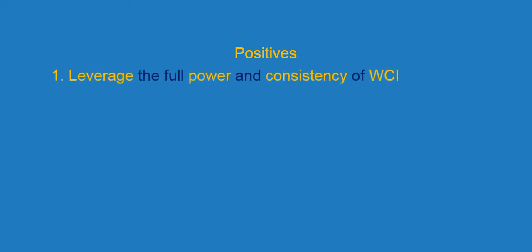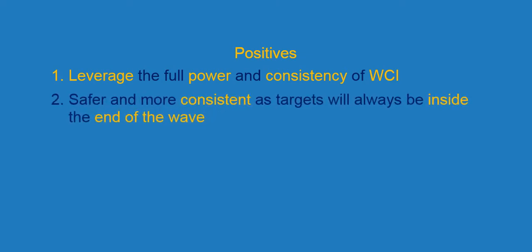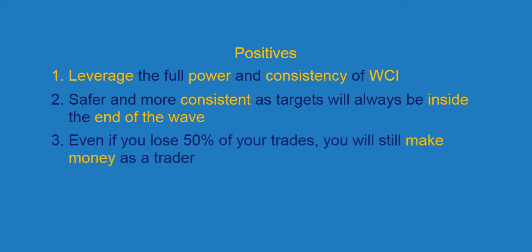The positives of this method are as follows. Number 1 is that we leverage the power and the consistency of the wealth crossover indicator. Number 2 is that this method is safer and more consistent than option 1, as targets will always be inside the end of the wave. Number 3, assuming that your entry and stop loss are positioned correctly and consistently, even if you lose 50% of your trades with this method, you will still make money as a trader.